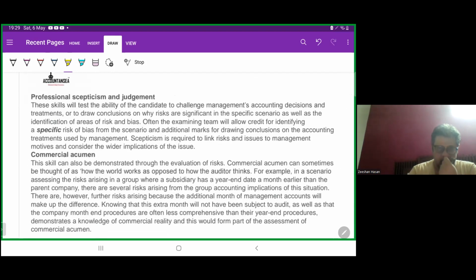Professional skepticism and judgment. The skills will test the ability of candidates to challenge management accounting decisions and treatments, or to draw conclusions on why risks are significant in the specific scenario, as well as the identification of areas of risk and bias. Often the examination team will allow credit for examining a specific risk of bias from the scenario and additional marks for drawing conclusions on the accounting treatment used by management. Skepticism is required to link risk and issues to management motives and consider the wider implication of the issue.